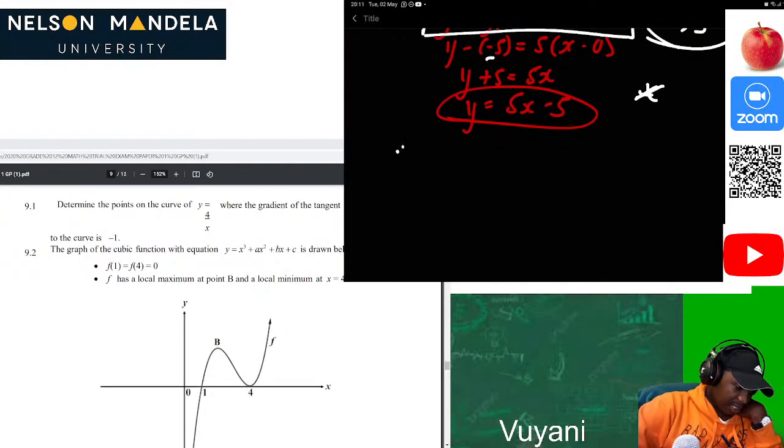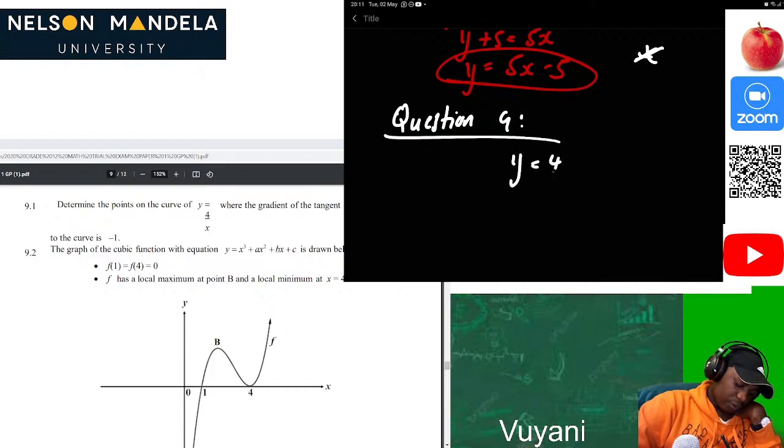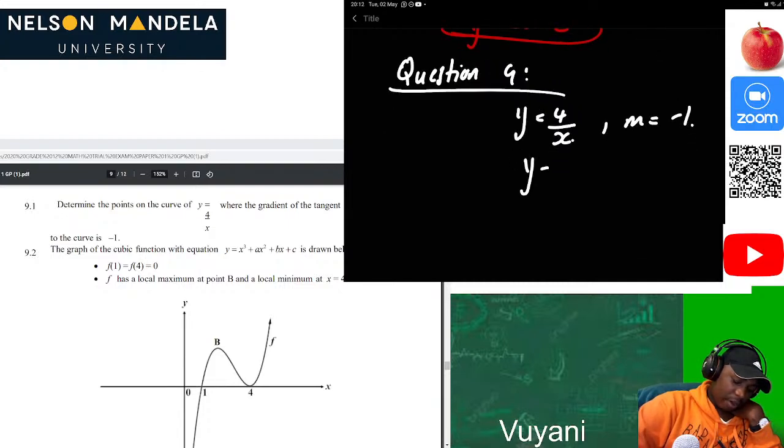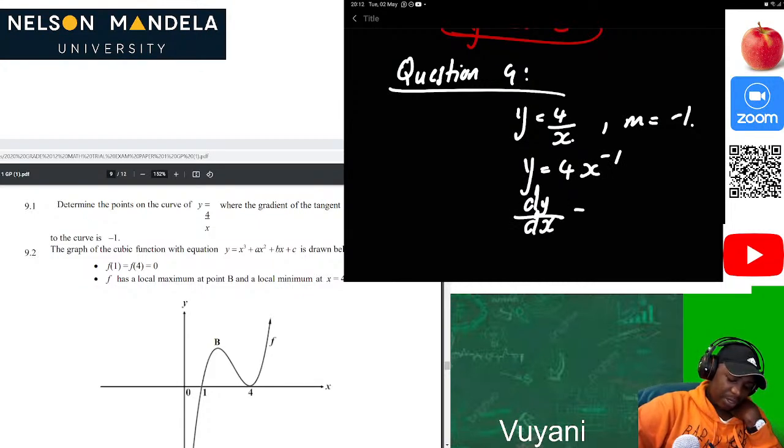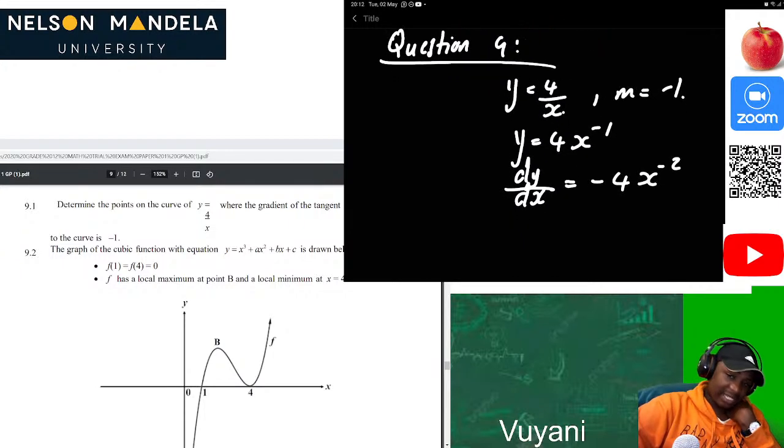Now, in question 9, we are given y equals 4 over x, and they told us the gradient of this is negative 1. So now we have y equals 4x to the power negative 1. Then let's determine dy over dx, which is equal to negative 4x to the power negative 2. Negative 1 times 4 is negative 4. Negative 1 minus 1 is negative 2.